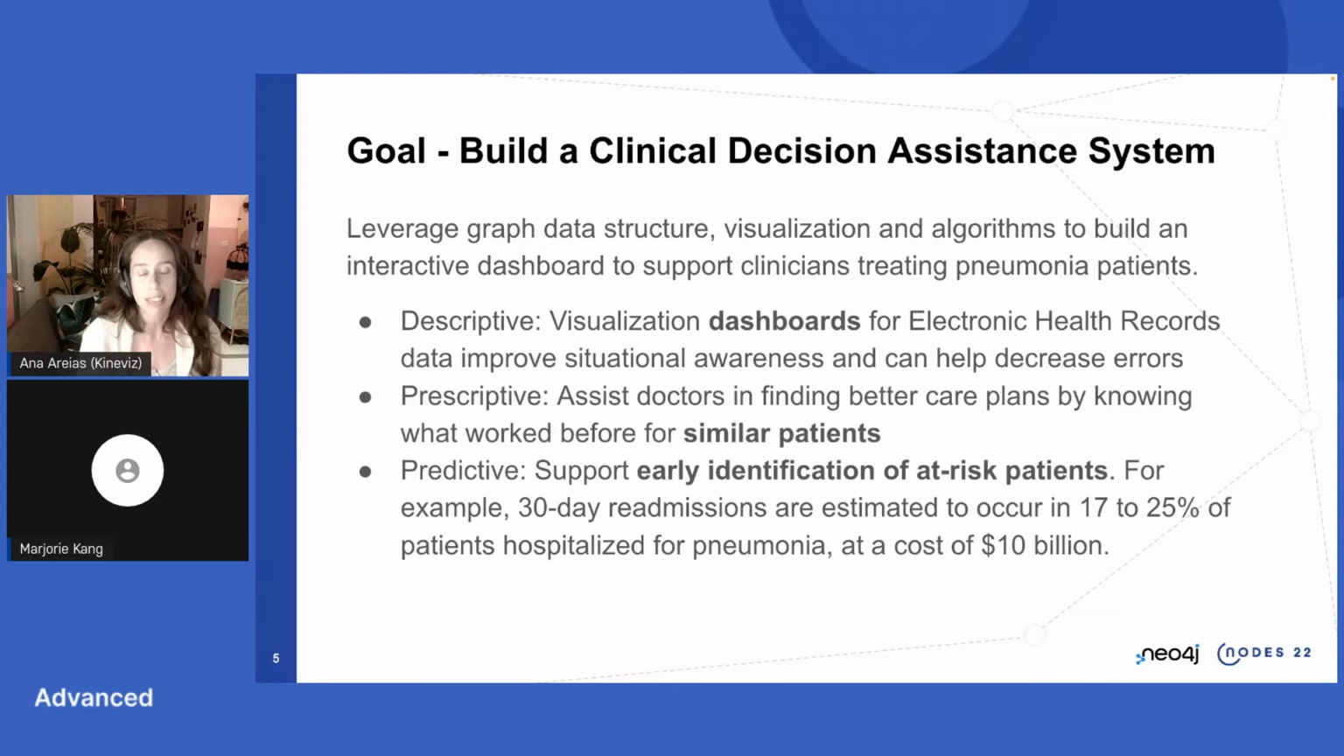And lastly, predictive. We want to build a risk model that helps you identify at-risk or vulnerable patients. For example, the rate of 30-day readmission for pneumonia is on the order of 25%. That's quite high. If we have a risk model that can help us identify vulnerable patients early, we can perhaps intervene before and have better health outcomes.